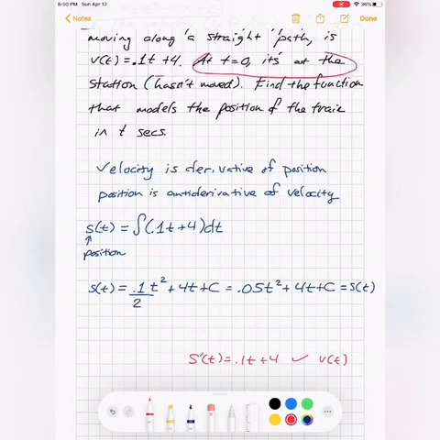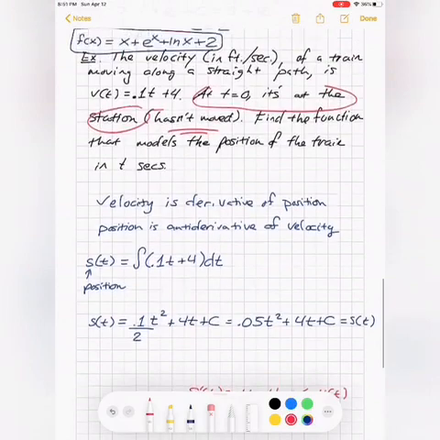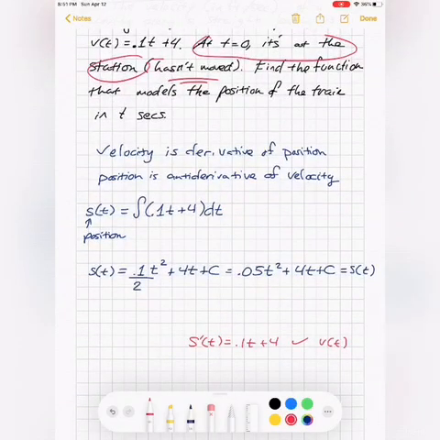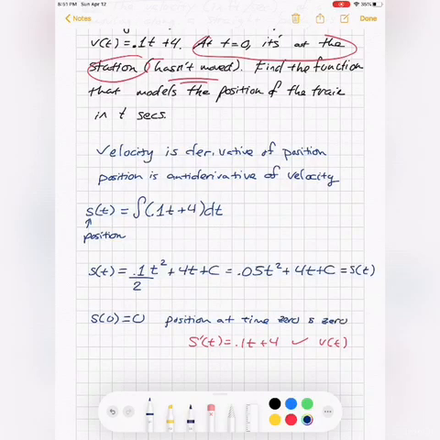Okay, what else do I know? I know at t equals 0, it's at the station. Okay, it hasn't moved. So what they're getting at there is, it must be true then that s of 0 is 0. In other words, the position at time 0 is 0, since it has not moved, right?